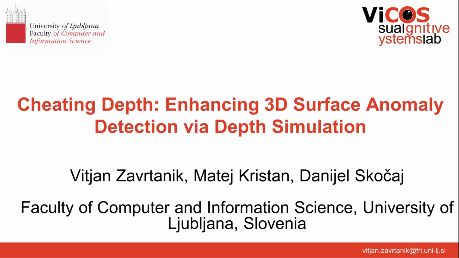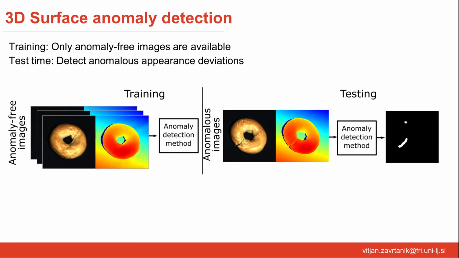We will be presenting our paper Cheating Depth, Enhancing 3D Surface Anomaly Detection via Depth Simulation. In the standard anomaly detection problem setup, only anomaly-free images are available during training. The goal of the trained anomaly detection model is to learn the anomaly-free appearance of the object and detect any anomalous appearance deviations at test time.